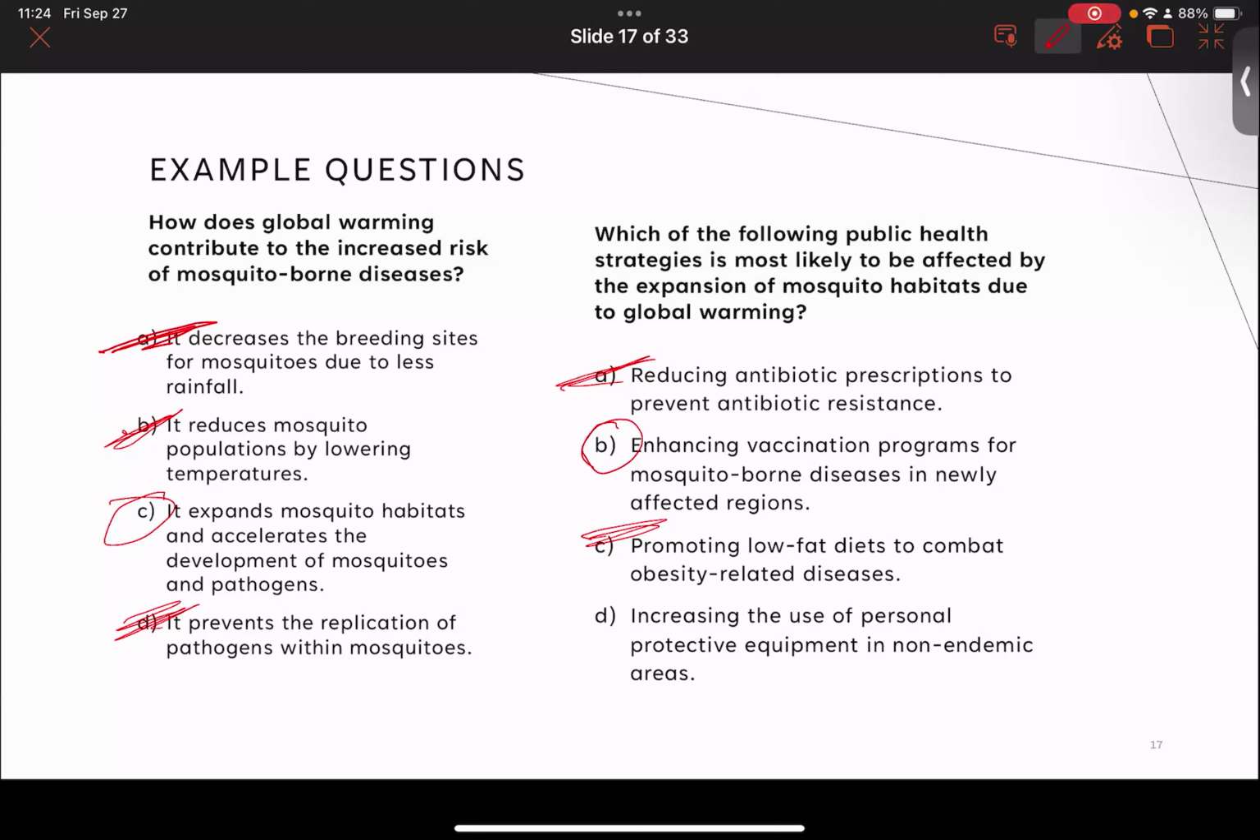That's exactly what we did with COVID. It may not have been with mosquitoes, but still, we had increased influx of a new virus that was extremely dangerous to our population. So we hustled hard to get those vaccines out.